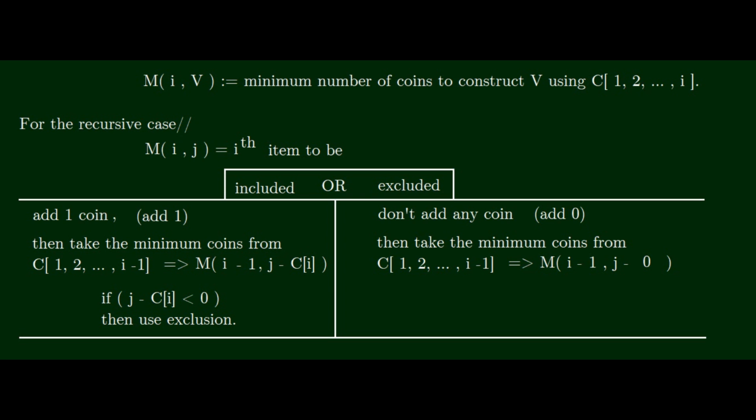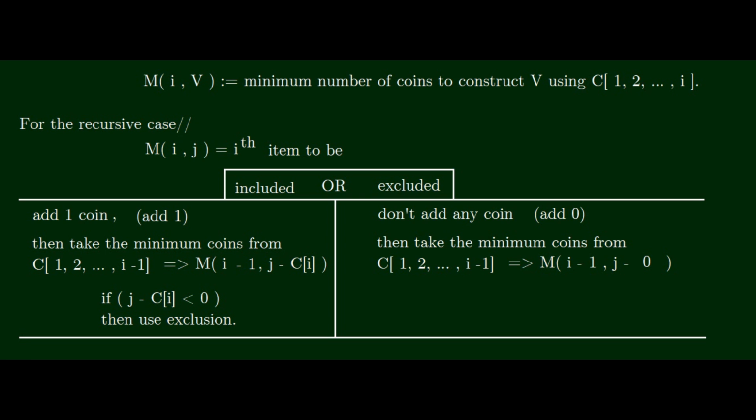But suppose you don't include that ith item. You don't add any coin, which is add 0, and take the minimum coins from the previous solution, the previous subproblem. So C1 up to Ci minus 1. So the solution goes like this: m(i minus 1, j minus 0). Why 0? Because we have not added any coin, and we didn't subtract any value. But do you think it is a correct solution?